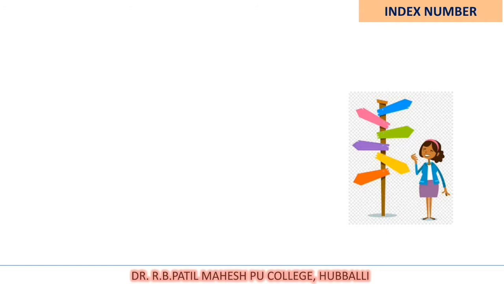So in the previous session we discussed the limitations or demerits of index numbers, and also the types of index numbers. We have three types of index numbers: price index numbers, quantity index numbers, and value index numbers. In today's session we are going to see how to construct the price index numbers. For that we have some steps, so we are going to discuss them in detail.